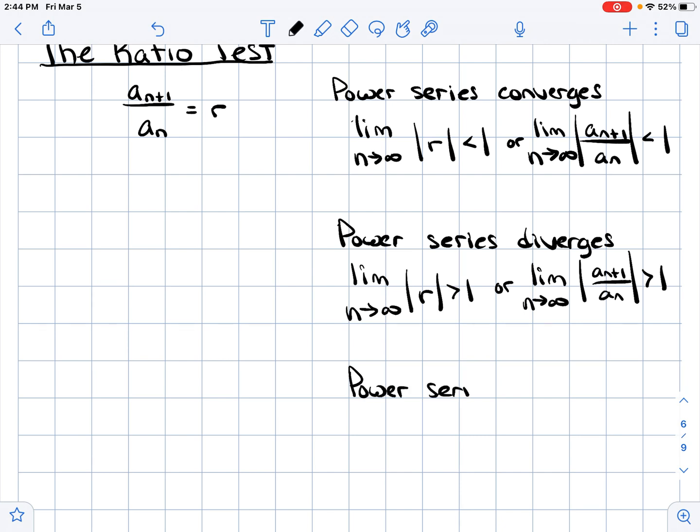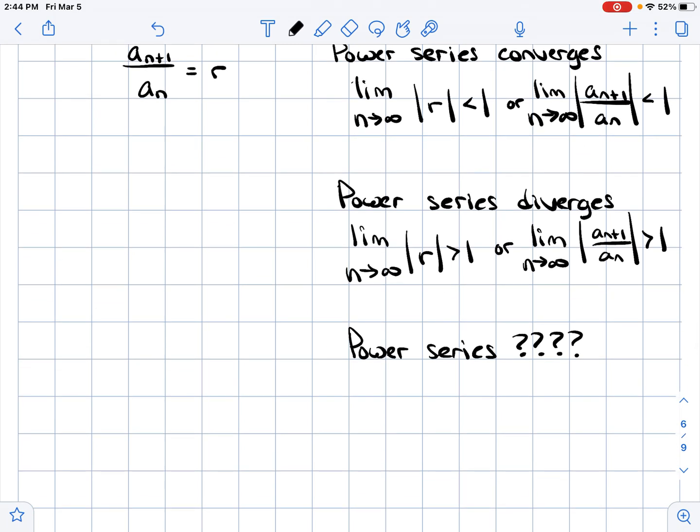And inconclusive, so what would happen if that ratio is equal to 1? That means it's not behaving geometrically. That would mean this power series does not behave like a geometric series, and this test is inconclusive then. So if we take the next term divided by the previous term and we get 1, not a geometric relationship in these terms, so we can't tell. We don't know.